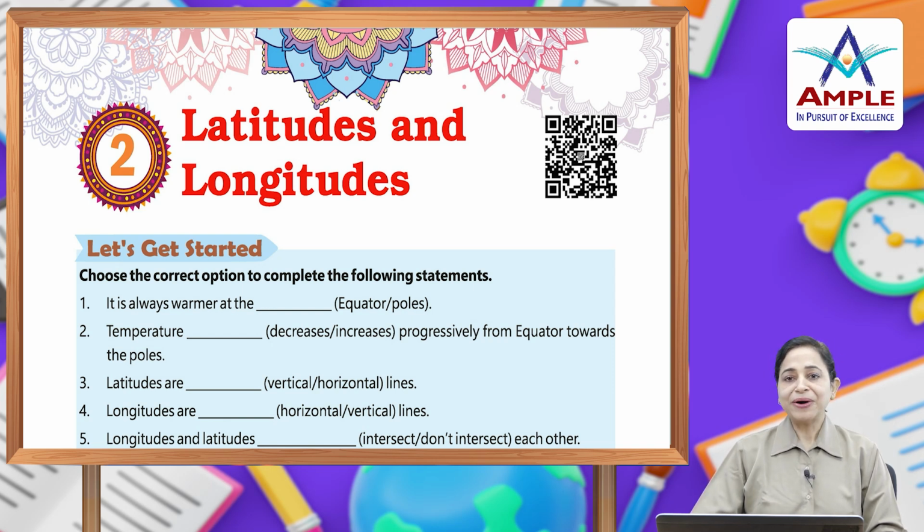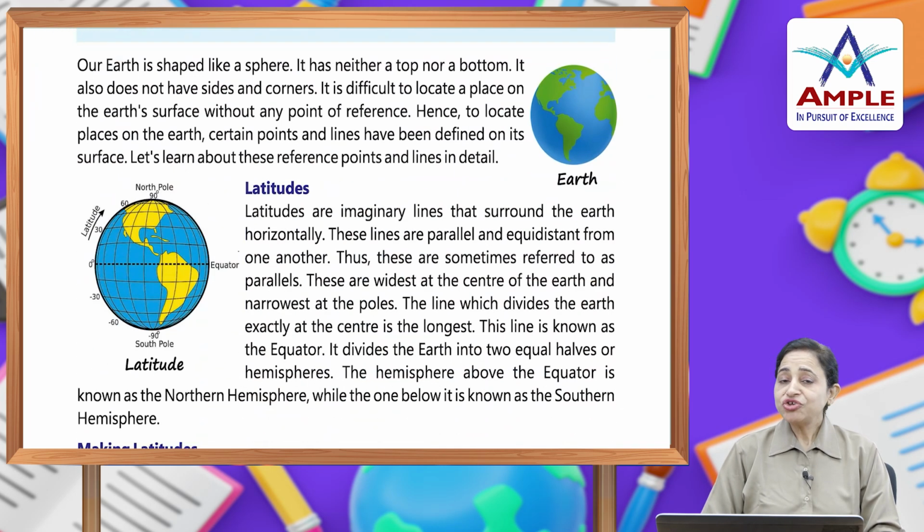And now we talk about our topic, latitude and longitude. Our earth is shaped like a sphere. You have read this in last chapter, right? It has neither a top nor a bottom. It also does not have sides and corners. It is difficult to locate a place on the earth's surface without any point or reference. Hence, to locate places on the earth, certain points and lines have been defined on its surface. Let's learn about these references, points and lines in detail.